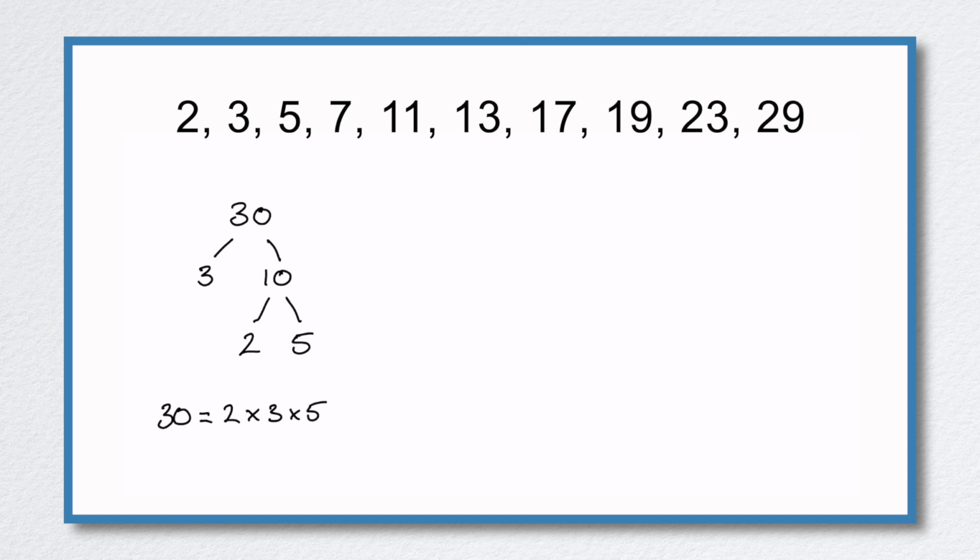And that makes sense, doesn't it? 2 multiplied by 3 is equal to 6. 6 multiplied by 5 is equal to 30. I could have done it slightly differently, starting with 30. Well, I happen to know, because 30 is an even number, I know that 2 must go into 30. Well, 2 goes into 30 15 times.